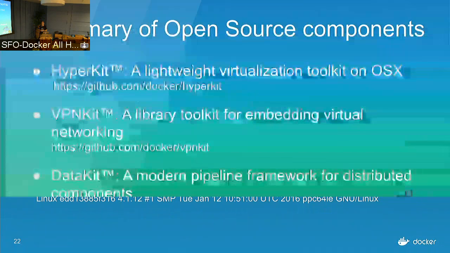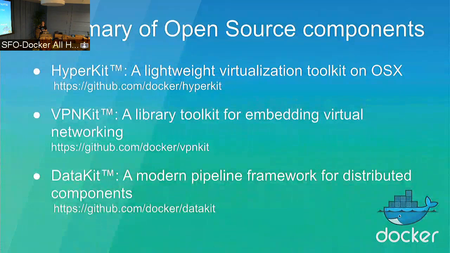So in summary of the open source components that we discussed today, we have HyperKit, which is a lightweight virtualization toolkit on OS X. We have VPN Kit, which is a library toolkit for embedding your virtual network. And we have DataKit, which is our modern pipeline framework for distributed components. All these are open source components, so feel free to contribute to them, feel free to open up issues for them, or if you're actually using them in a cool way, independently from Docker for Mac, just ping us and say, hey, look at what I built, because it's pretty amazing.